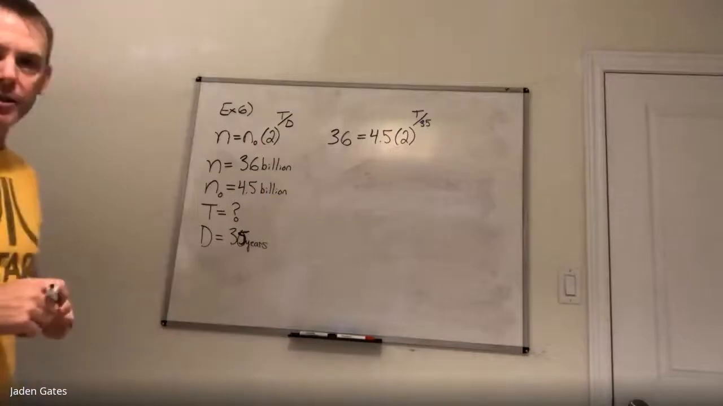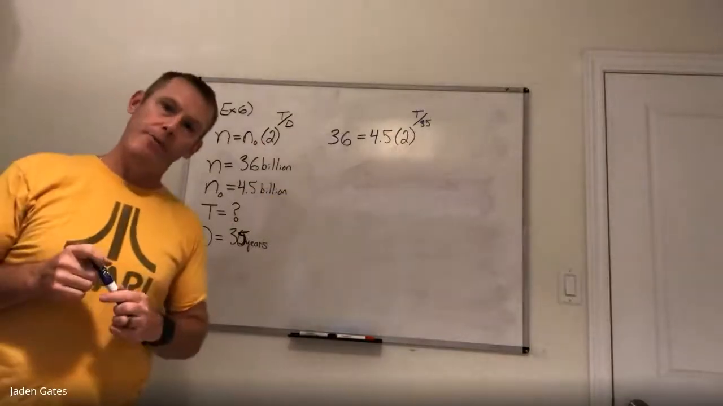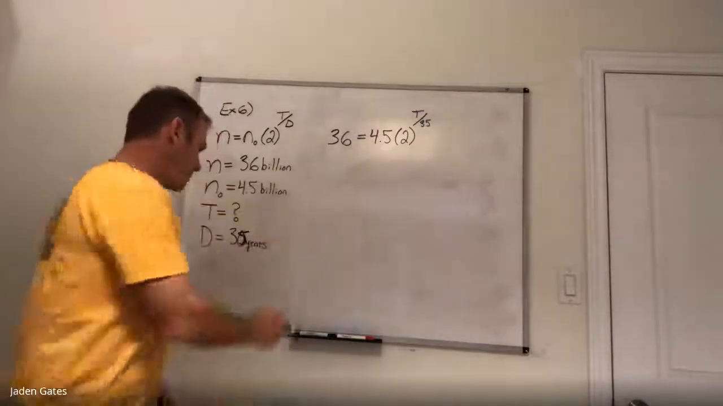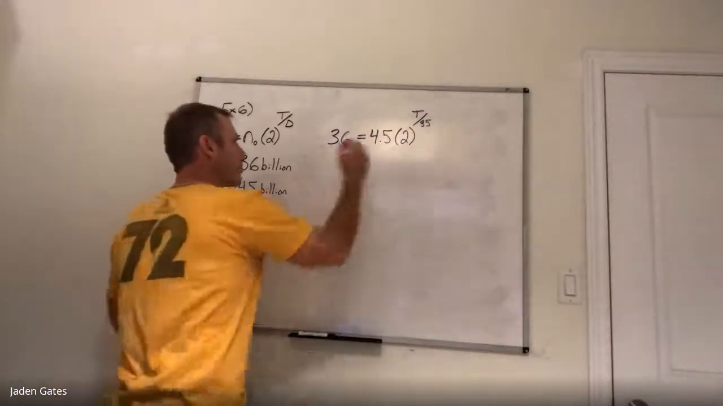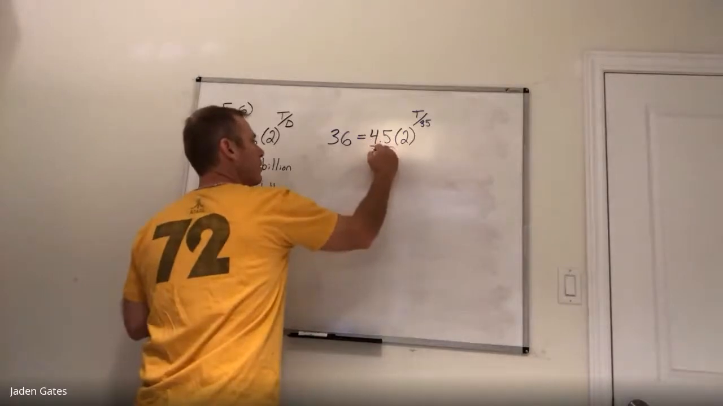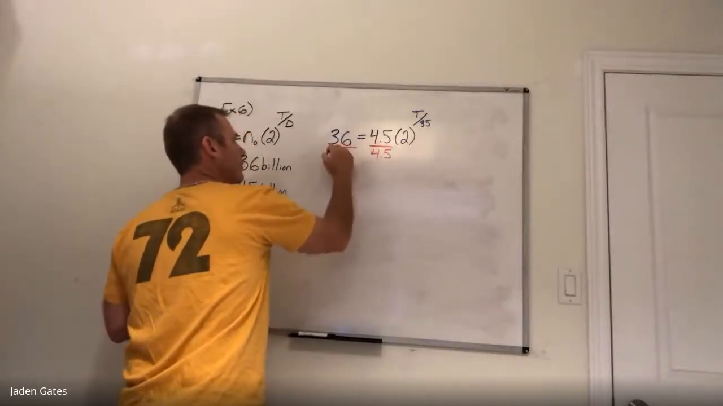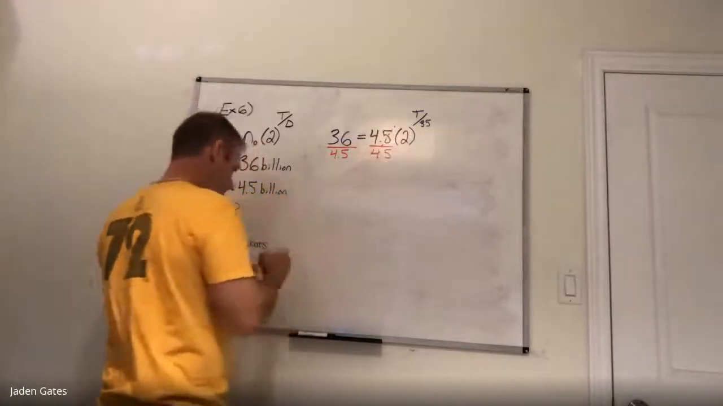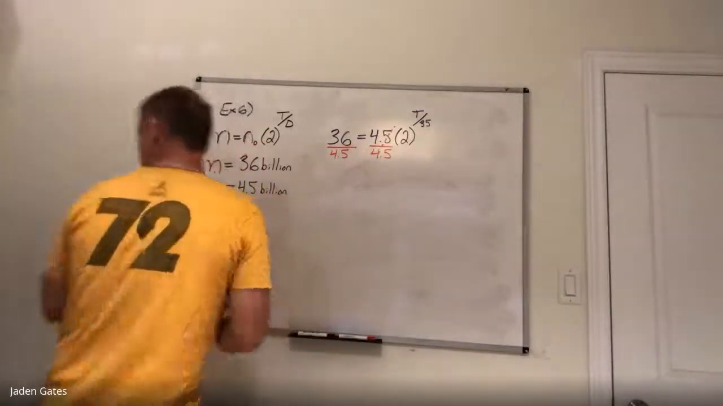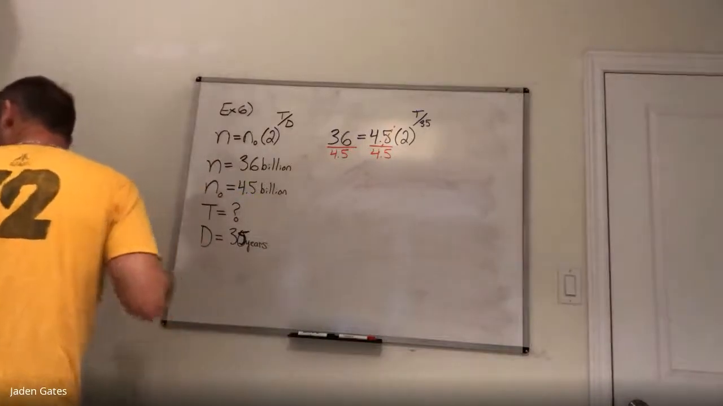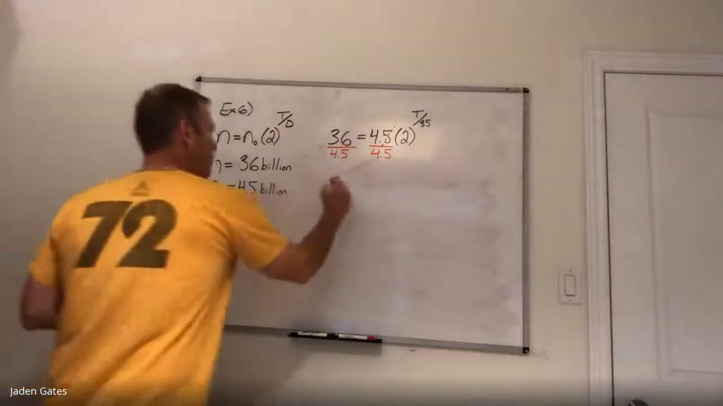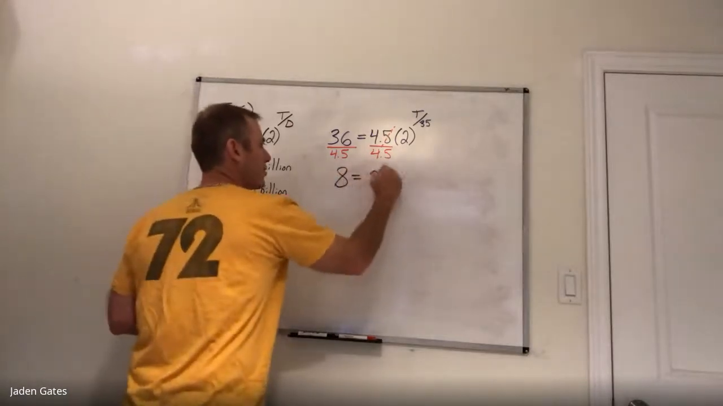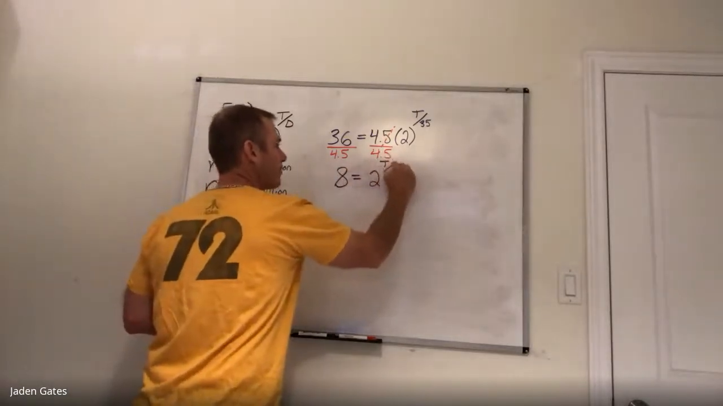Again, this is kind of similar to example 5. I'm going to get rid of this 4.5, so I'm going to divide both sides by 4.5. Those 4.5s divide each other out. I take 36 and divide it by 4.5. I actually get a nice even number, no decimals, 8. And again, I have 2 to the power of t over 35.